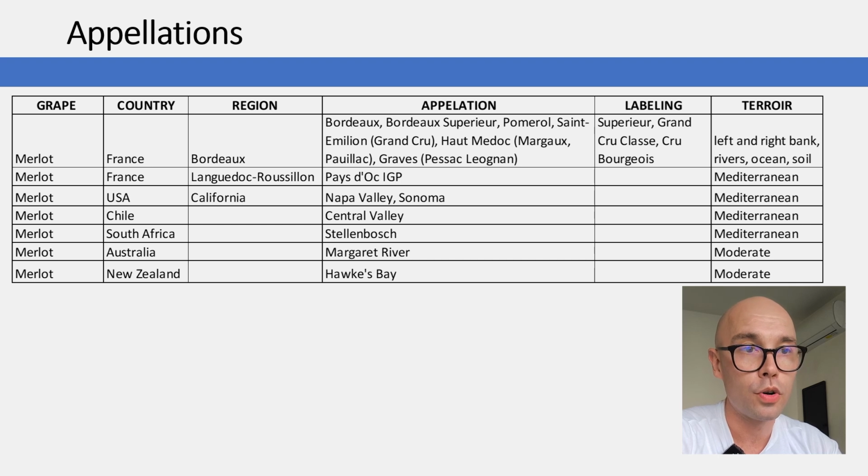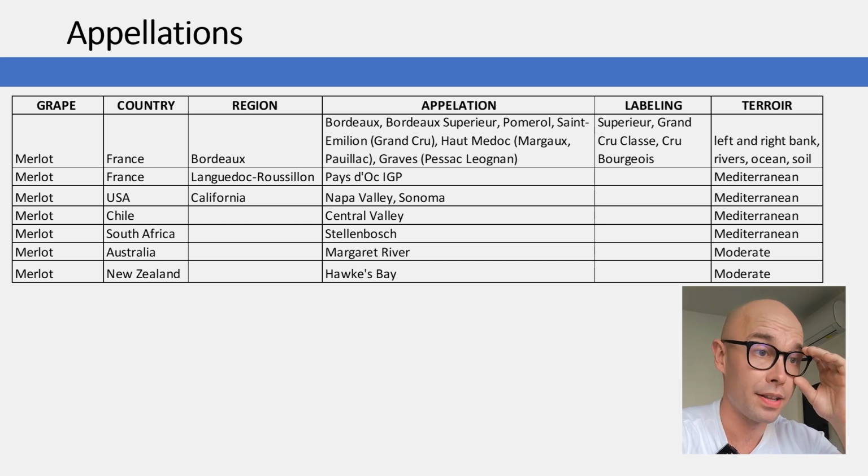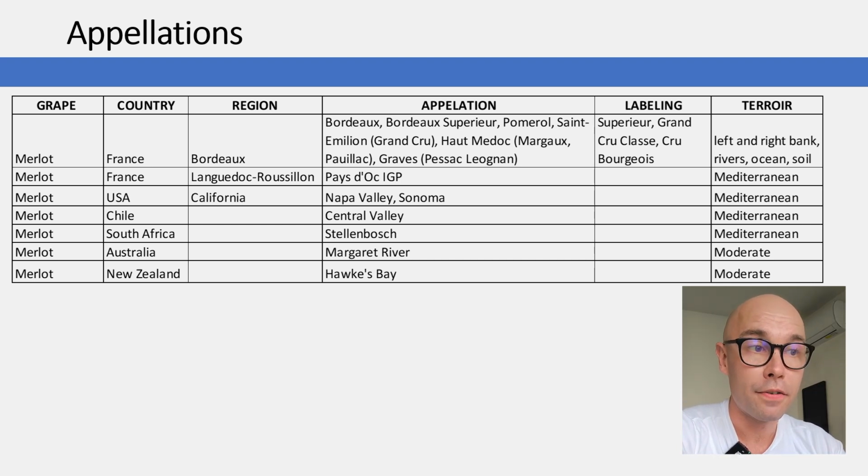So outside of Bordeaux, California is probably the most important region. There are the appellations of Napa Valley and Sonoma, with a Mediterranean climate. In Chile, Central Valley, which indicates a very wide, big region where simple, approachable Merlot is produced. It also has a Mediterranean climate. South Africa, Stellenbosch, is a premium region for Merlot and Bordeaux blends.